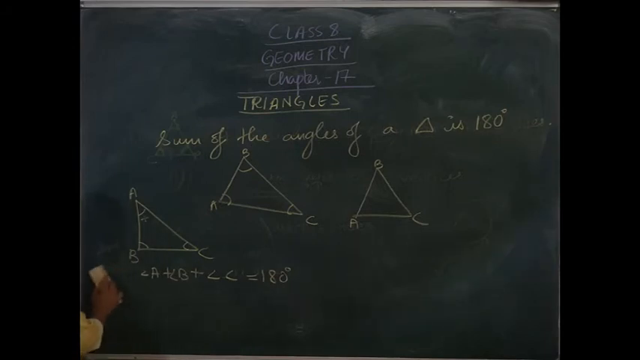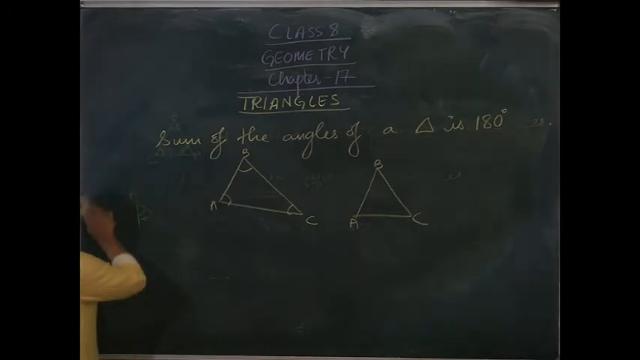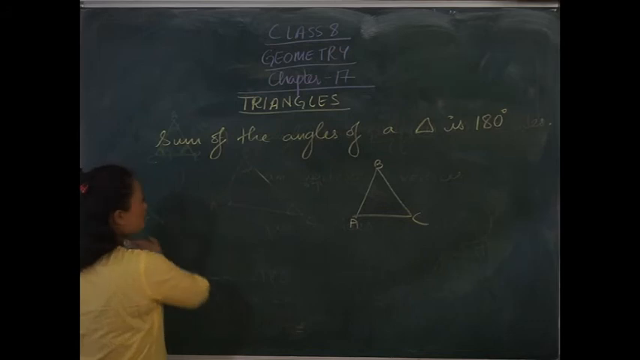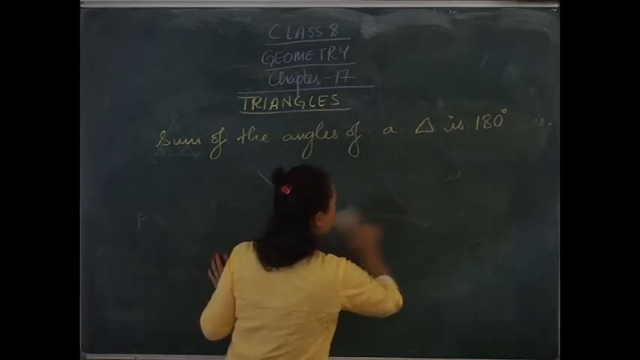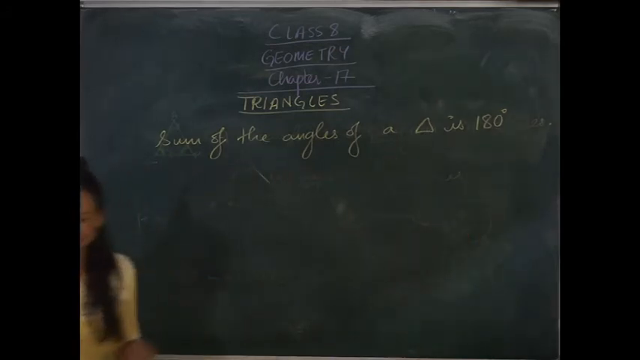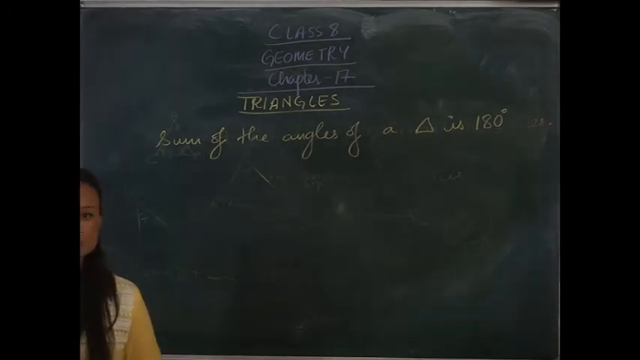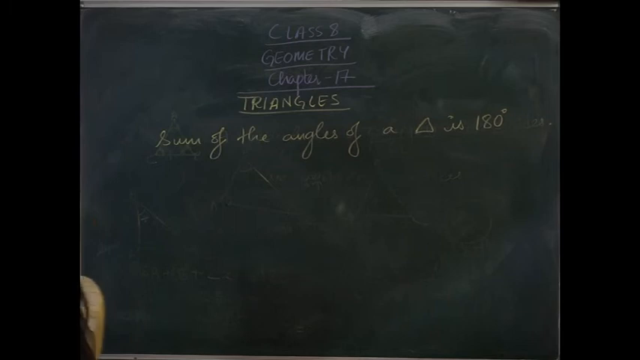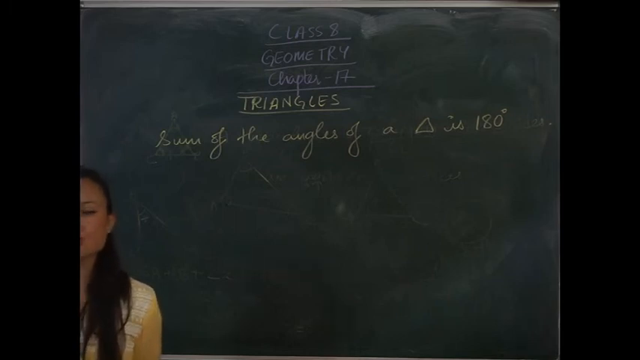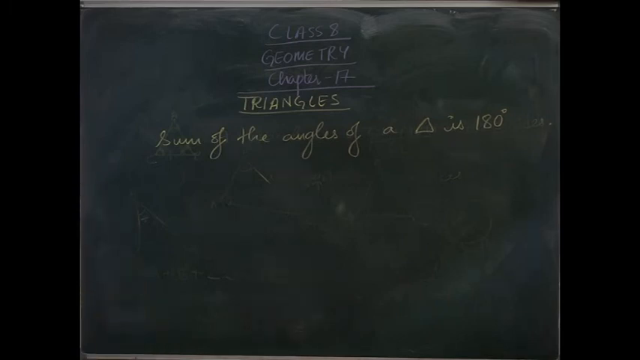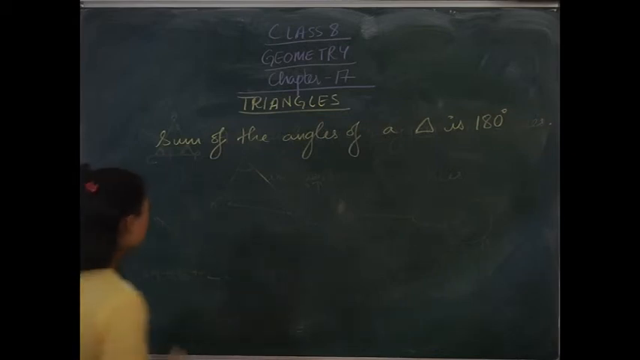So this is one fact about a triangle. The sum of the angles of a triangle is 180 degrees. That means when you add all the three angles of a triangle, you always get 180 degrees.